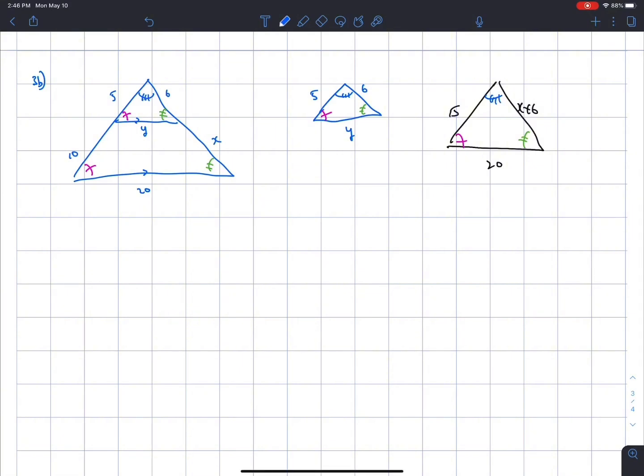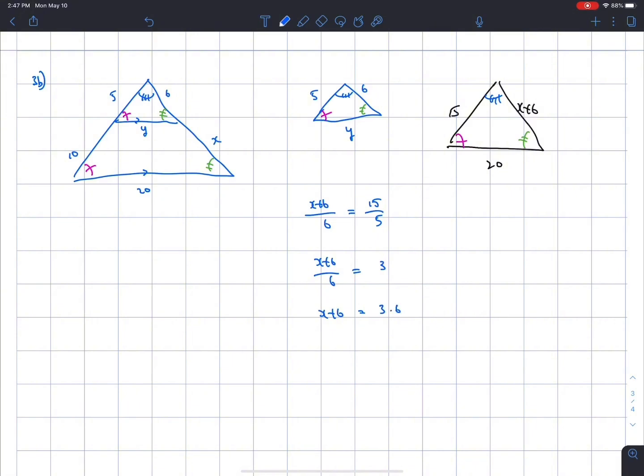Okay, so now to find x, I can say x plus 6 over 6 must equal 15 over 5. The reason why I know that they are corresponding is because both are in between angle 3 and angle 2. That's why those are the corresponding sides. So we have x plus 6 over 6 equals 3, since 15 divided by 5 is just 3.